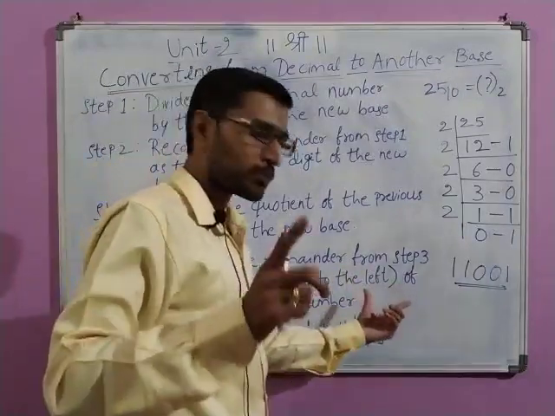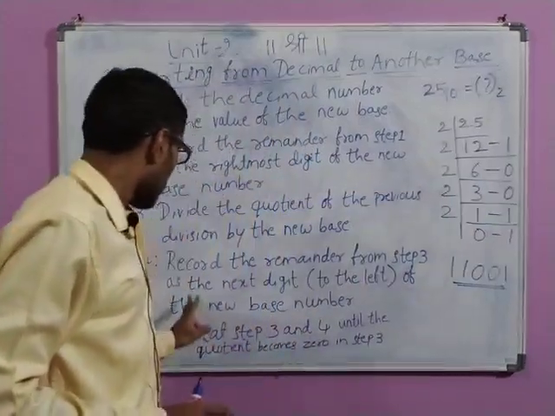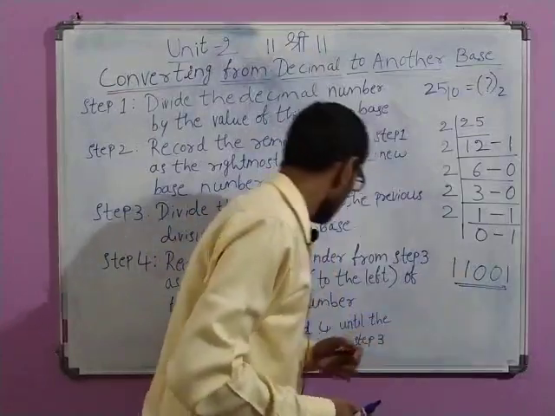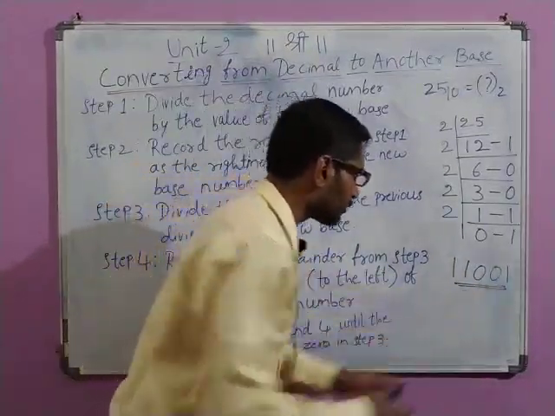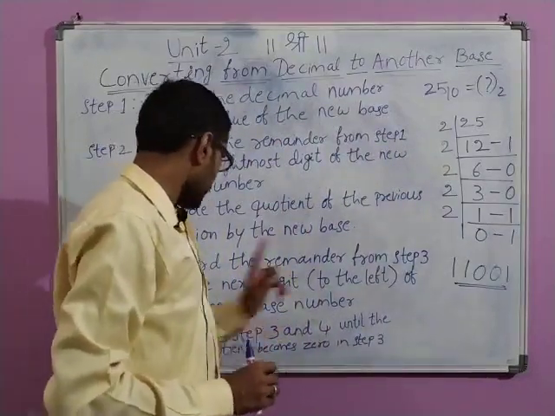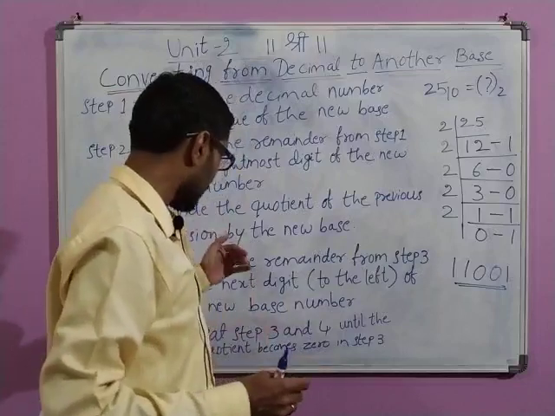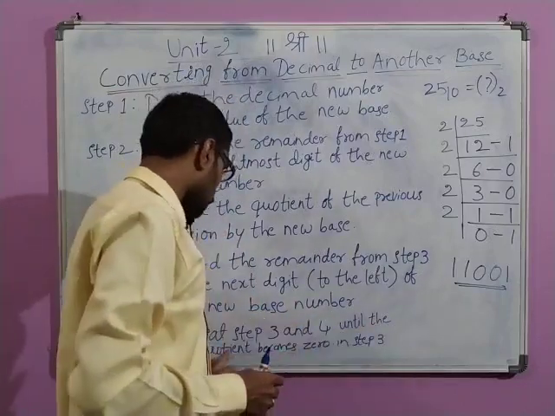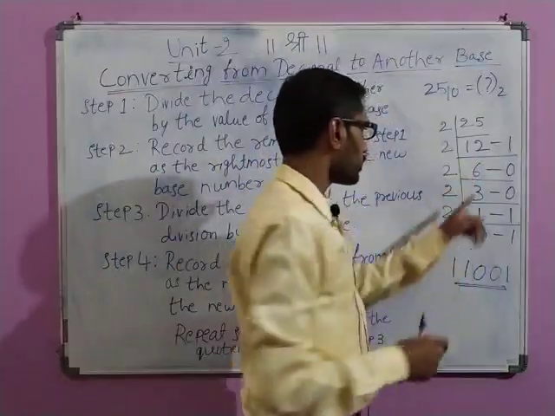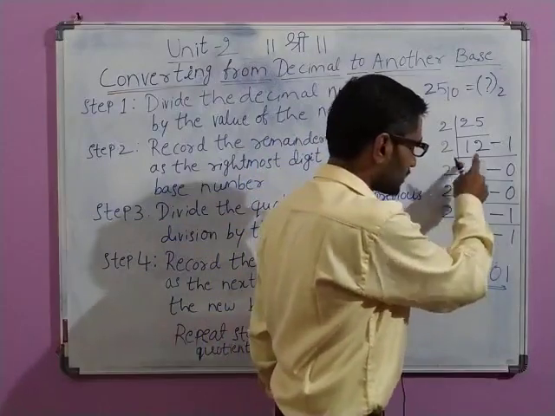Record the remainder from step 3 as the next digit to the left of the new base number. And then we need to go on repeating step 3 and 4 until the quotient becomes 0 in step 3. In step 3 the quotient is not 0, so we need to continue it. 2 3s are 6, the remainder is 0.